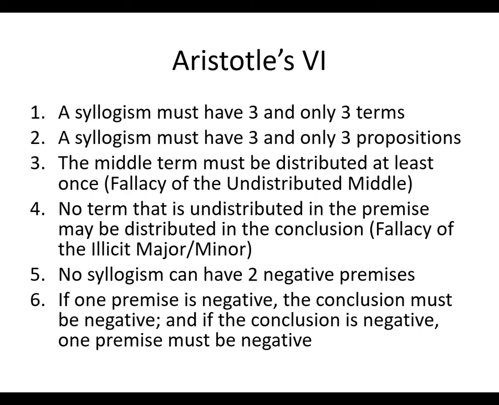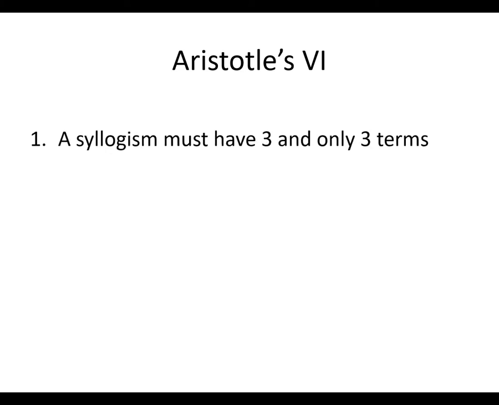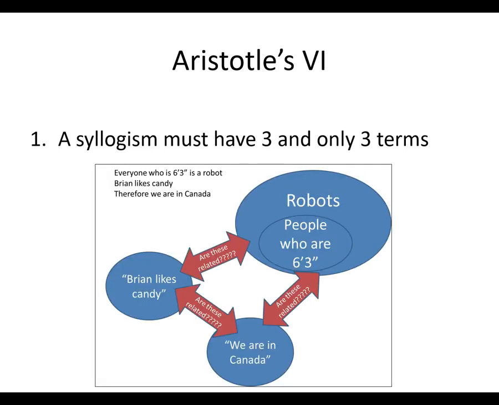We have 2 rules about structure, 2 rules about distribution of terms, and 2 rules about negative propositions. First, a syllogism must have 3 and only 3 terms. So, in the classic syllogism we have, all men are mortal, Socrates is a man, therefore Socrates is mortal. Your 3 terms are men, mortal, and Socrates. Last lecture, we considered this abomination of reasoning. Let's count our terms. Robots, 6'3" people, Brian, Candy, and Canada. Now this one breaks a bunch of other rules too, but it certainly breaks the only 3 terms rule.